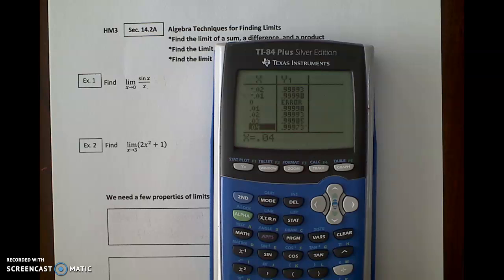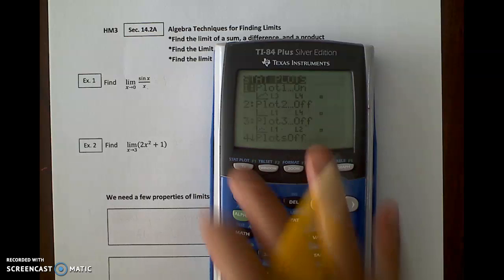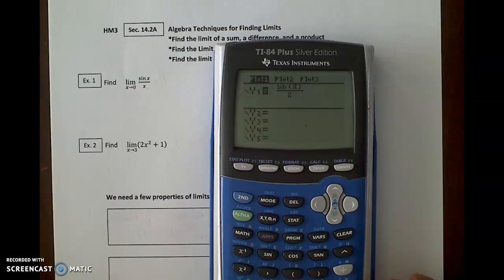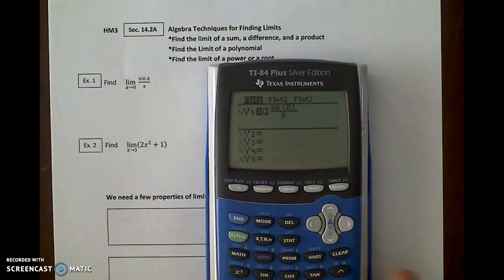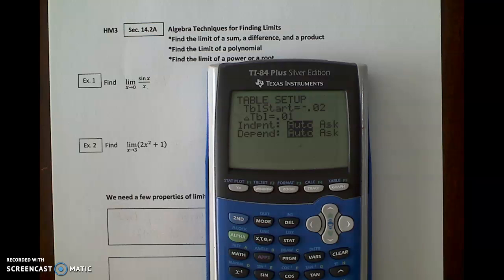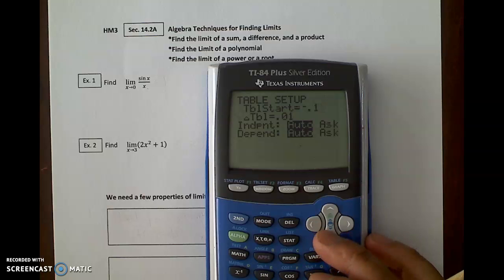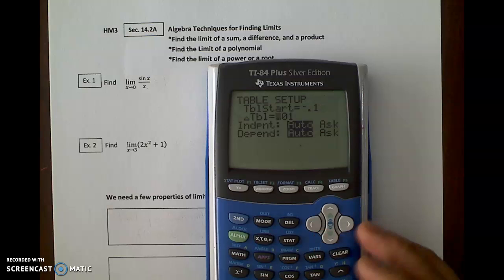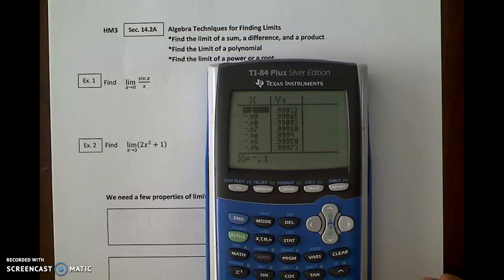So let's go ahead and enter that function into our calculator. Okay, again, you want to make sure, because we're using trig as part of this function, that you are in radian mode. All right, so we want to try to find the limit of this function using a table. Okay, so let's go to table set. Go ahead and do our initial starting value for our table at -0.1. I'm going to change our table to 0.01 for the table change, and then go to our table.